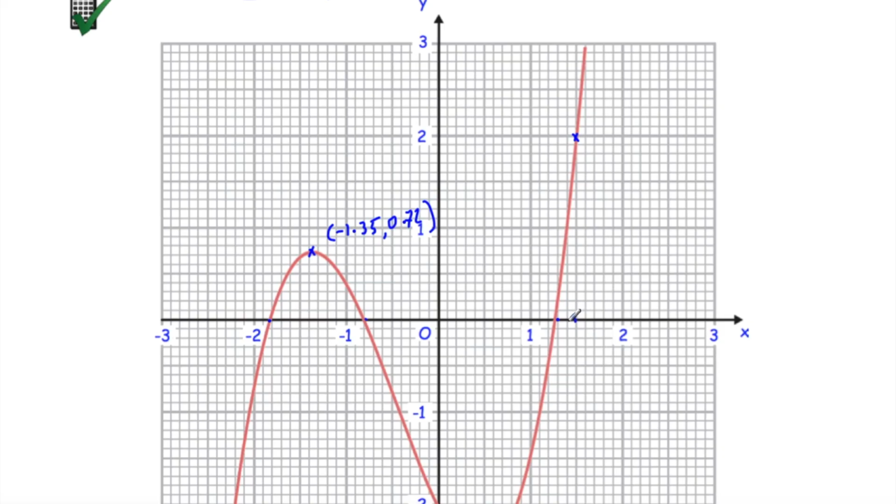So we go to 1.5, so x is 1.5, which is here, and then we go on up, well, we get to here, which is 2. So that means that the value of f of x would be 2. So let's write that down. The answer would be 2.